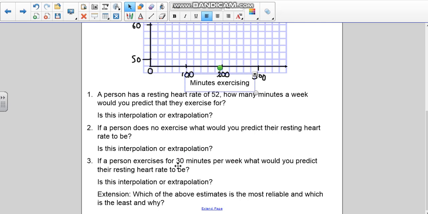And if a person exercises for 30 minutes per week, what would you predict their resting heart rate to be? Again, interpolation or extrapolation. And again, which is the most reliable and which is the least and why? So press pause and get those two questions completed and all the predictions made.